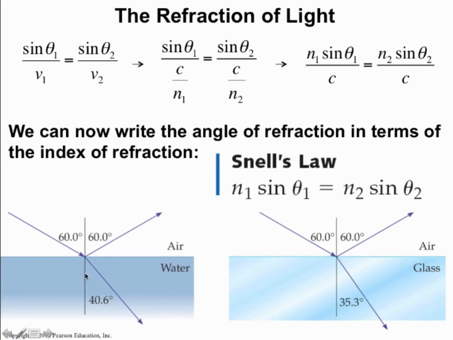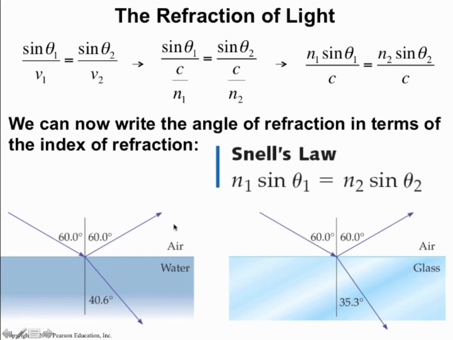Well, if we look at glass, which has a higher index of refraction, all right, the angle of reflection is still the same, 60 degrees, which equals the angle of incidence. Nothing new there. But notice that it has a lower angle of refraction. That means that this ray has been bent closer to the normal. See, 35.3 is less than 40.6, so it's closer to the normal.